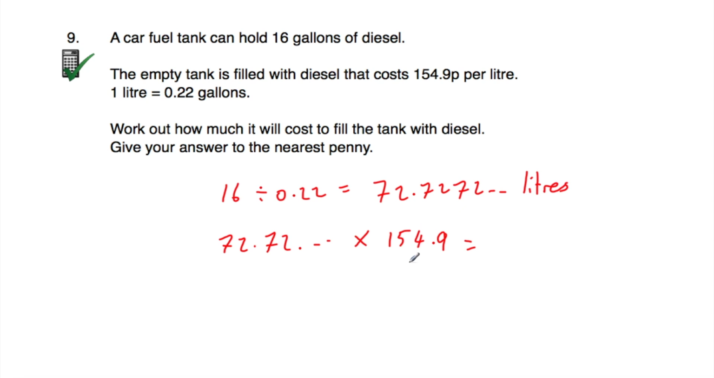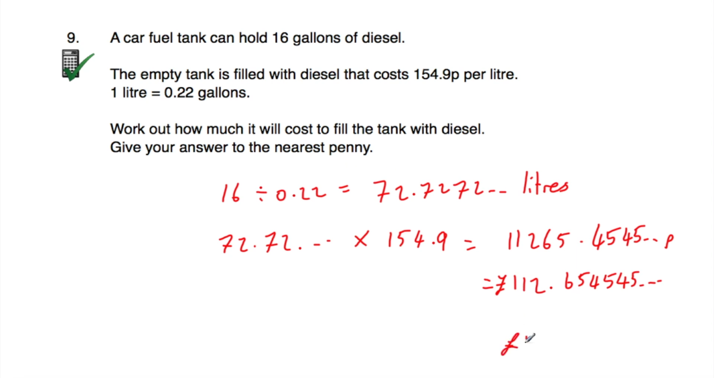So if we take our 72.72 recurring and multiply that by 154.9, that's equal to 11,265.4545 and so on pence. Now that's in pence. Let's convert it into pounds by dividing by 100, and that's equal to 112.65454454 and so on pounds. But let's round that to the nearest penny, because the question says to round to the nearest penny. So the answer would be £112 and 65 pence, and that's it.